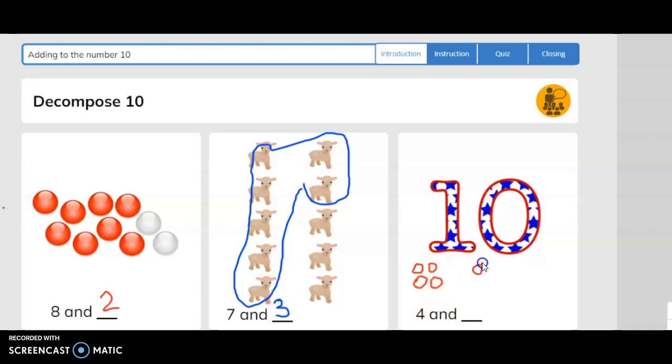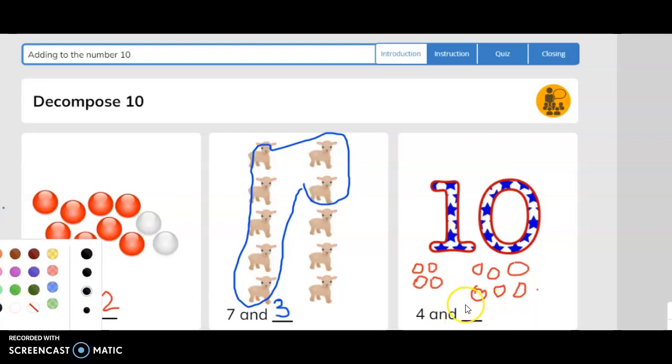We got 5, 6, 7, 8, 9, and 10. So therefore, I have a total of 6 that will go here. So 4 and 6 equals 10. Okay, let's go on to the next one.